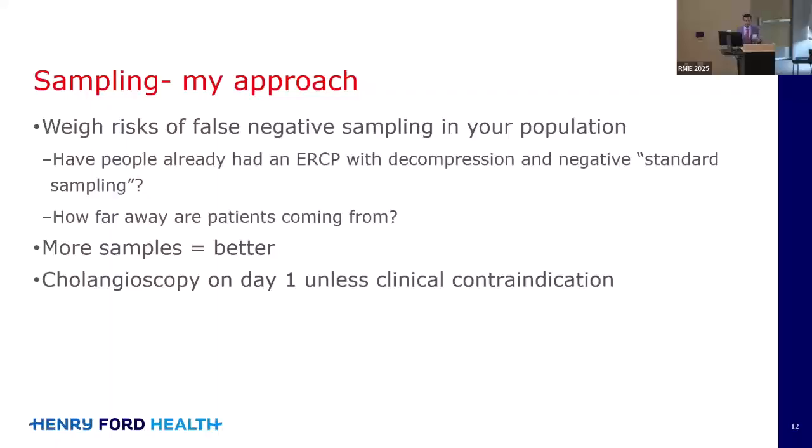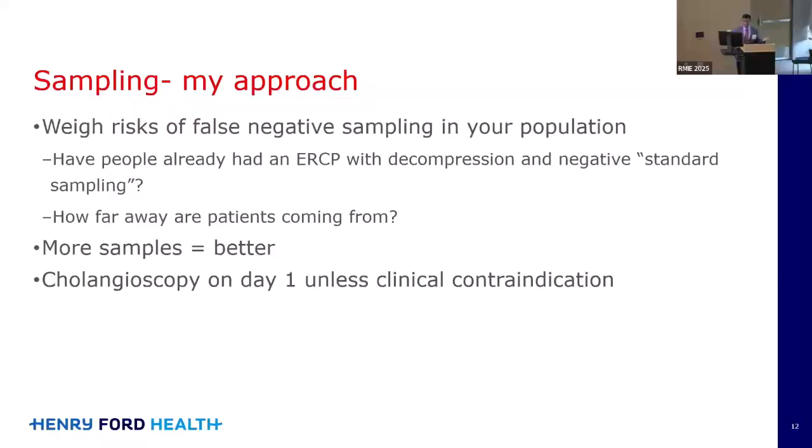How do I approach sampling? I try to not be dogmatic and think about where the patient is at in their journey. Think about the risk of a false negative in that individual patient. If you know the pooled sensitivities for brushings and intraductal forceps are 60 to 70%, think about the patient. Have they already had an ERCP with decompression or conventional sampling techniques at an outside institution? If you're a referral hospital, are they coming from several hours away? That can make getting a false negative that much less appealing.